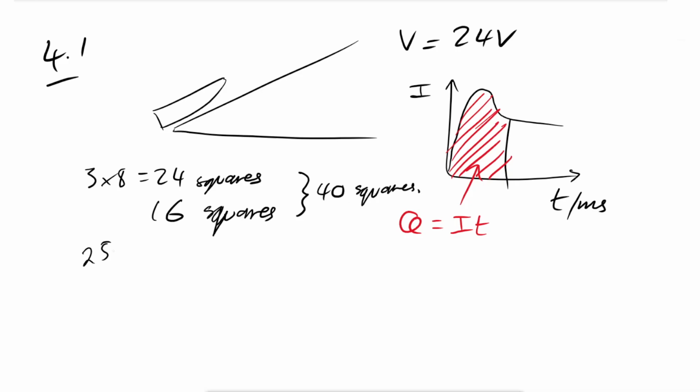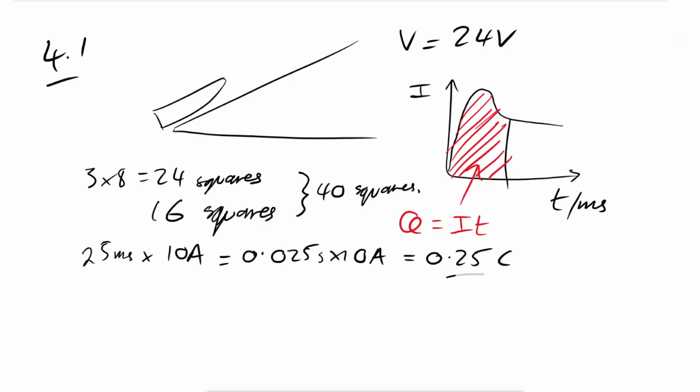Each big square is 25 milliseconds times 10 amps. So in other words, 0.025 seconds times 10 amps. So that gives us 0.25 coulombs. Therefore, 40 squares times the 0.25, and that gives us 10 coulombs altogether underneath the curve.